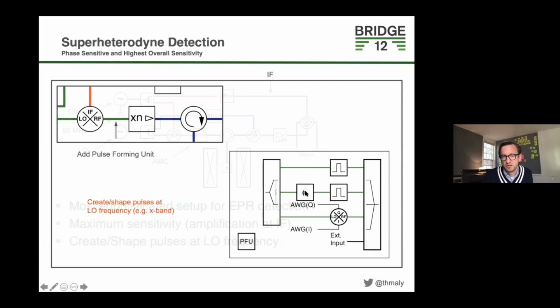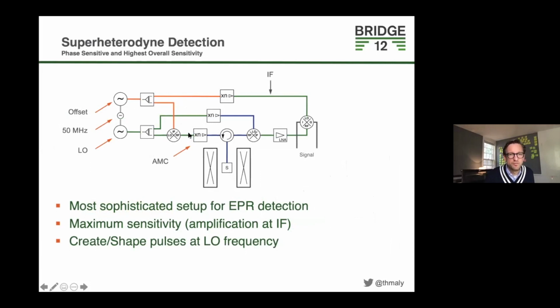For example, if this is a 180 degree shift here, you can do already some sort of an echo phase cycle sequence here. Or you can use an IQ mixer that you drive with an arbitrary waveform generator, so you can create a shaped pulse here. Or this as an external input. Now, if you want to do ELDOR, DEER, something like this, you can actually use that external input to inject another microwave. Again, this is all done at these low frequencies here.